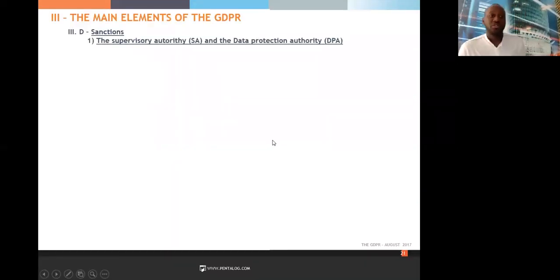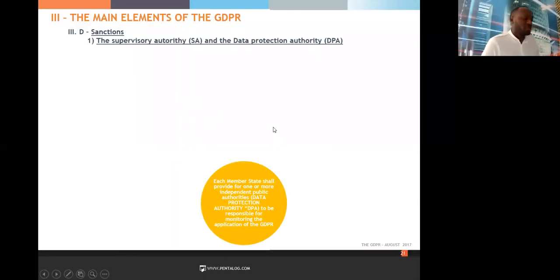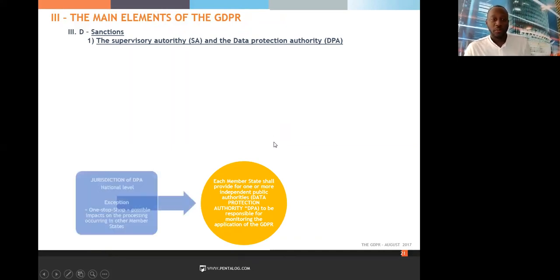So what about the sanctions? Just remember, each member state shall provide one or more independent public authorities, data protection authorities, to be responsible for monitoring the application of the GDPR. And what is the jurisdiction of a DPA? It is national level.